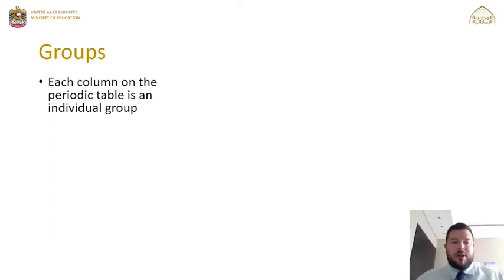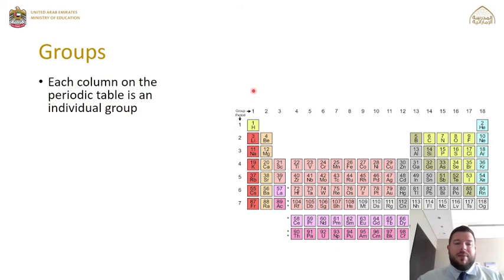Now groups, this is linked very strongly to the valence electrons. Groups on the periodic table are each individual column. So if you follow my cursor here, group 1 is this group that goes down this column, group 2, group 3, I'll move over here to group 13, 14, 15, 16, 17 and 18. We're going to focus on groups 1, 2 and then 13 to 18. We're going to leave out this section during this lesson. This section is called the transition metals in the middle.